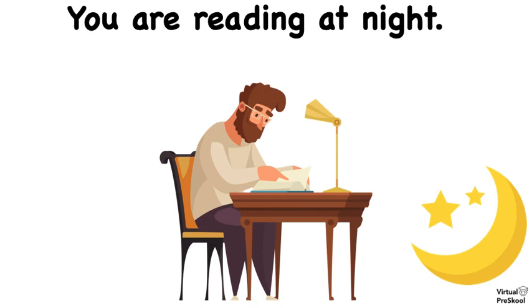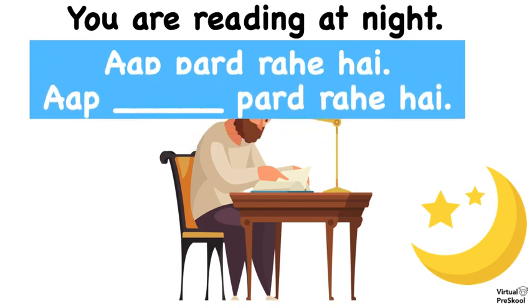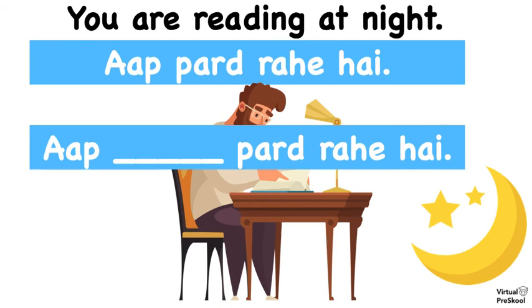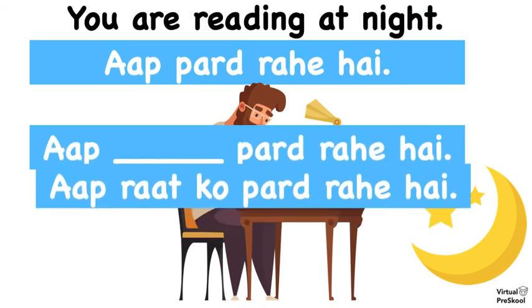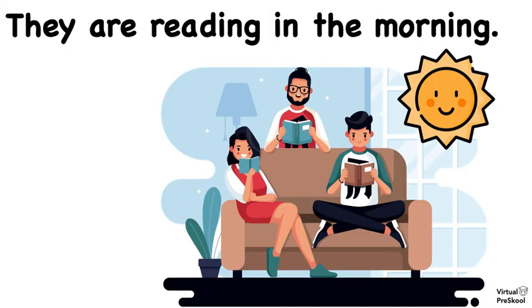Okay, you are reading at night. So you are reading. What's the conjugation? आप पढ़ रहे हैं. And at night is रात को. So put that in the blank line and our sentence becomes आप रात को पढ़ रहे हैं.